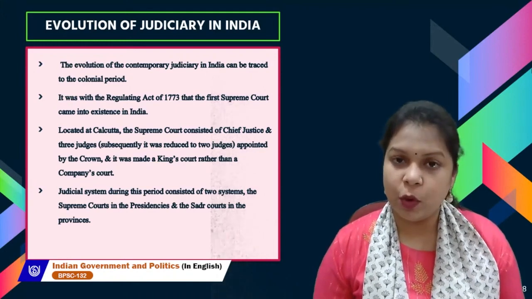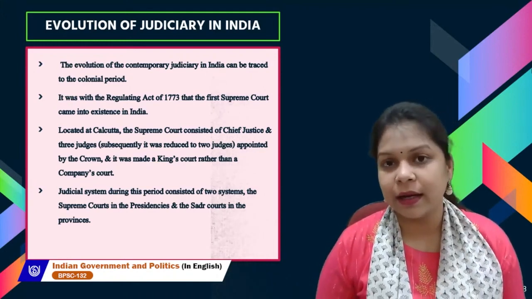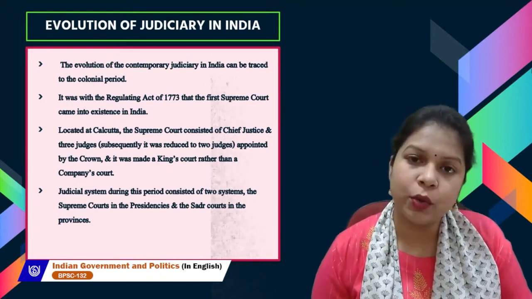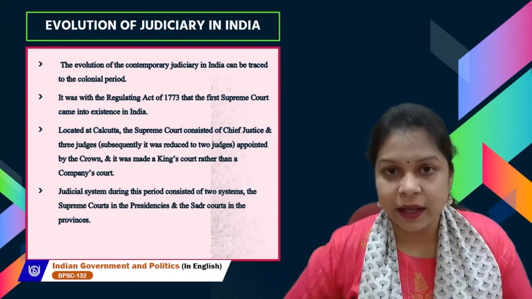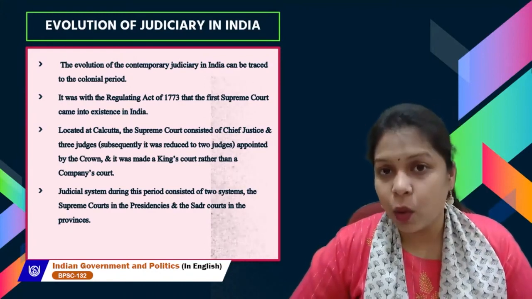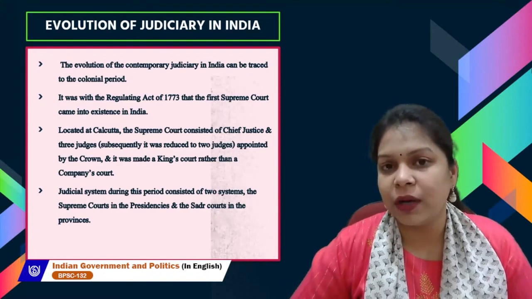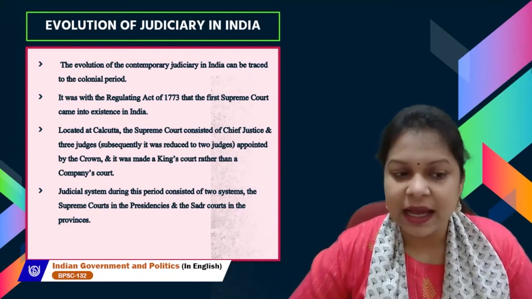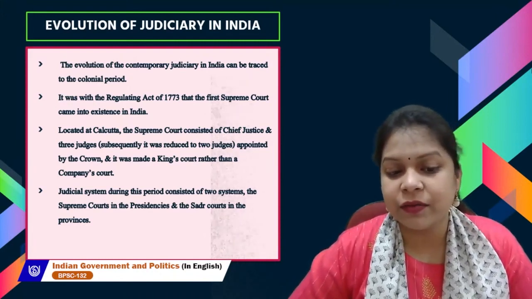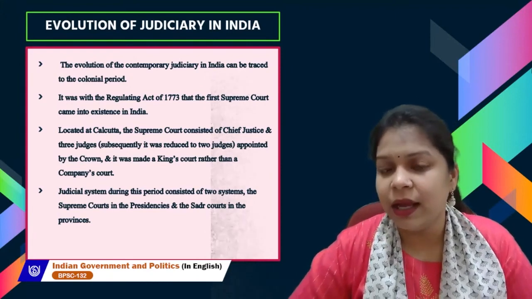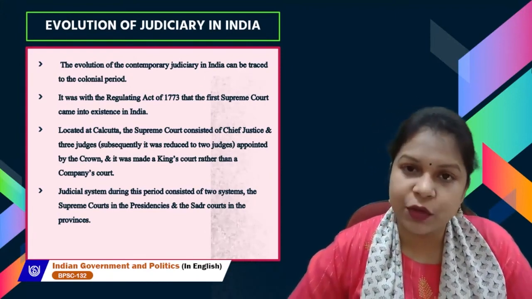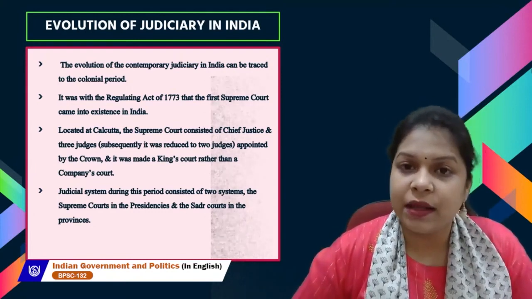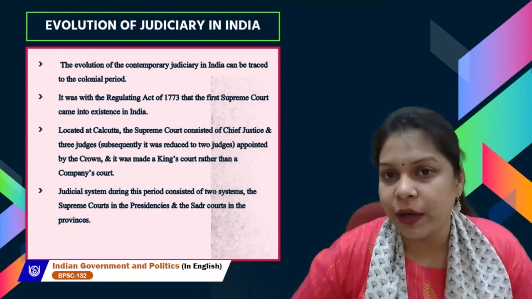The first Supreme Court was located in Calcutta because Calcutta was the capital of the British colonial government. So it was located there only. Currently, Calcutta is known as Kolkata, but at that point of time, it was known as Calcutta. Located at Calcutta, the Supreme Court consisted of a Chief Justice and 3 judges. Subsequently, it was reduced to 2 judges. So initially, there was 1 Chief Justice and 3 judges, but subsequently, it was reduced to 2 judges appointed by the Crown. All these judges were appointed by the Crown.